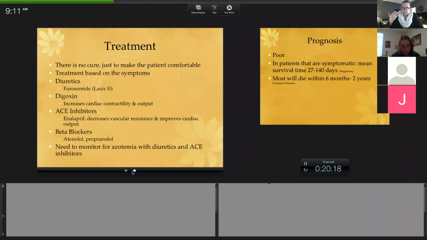Furosemide, Lasix, is going to force that fluid to the kidneys. When they're on Lasix, I'm going to ask the people in here, what do I have to tell the owner when the dog's on Lasix? They're going to drink a lot, and they're going to pee a lot.